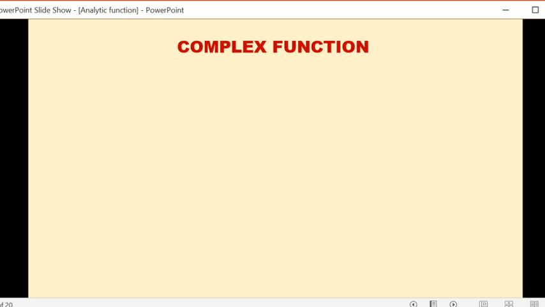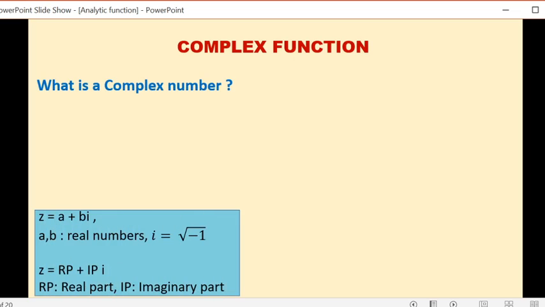Okay, so just before beginning with that, let us have a quick recap of the basics of complex function. So first thing that we saw is a complex number. Now what is a complex number? We have seen that a number of the form a plus bi, where a and b are real numbers and i is the imaginary unit, under root of minus 1, is called a complex number. It is denoted by the variable z. Okay, so this is how a complex number looks like.